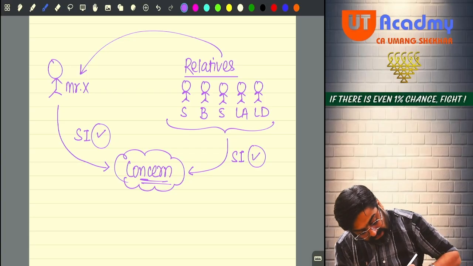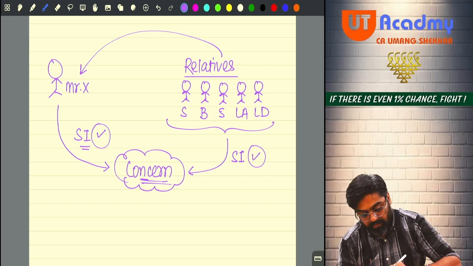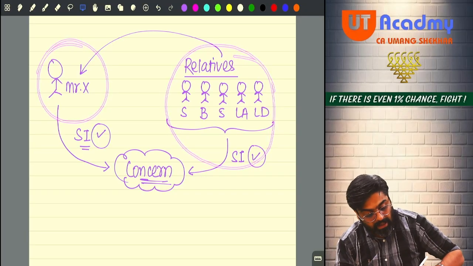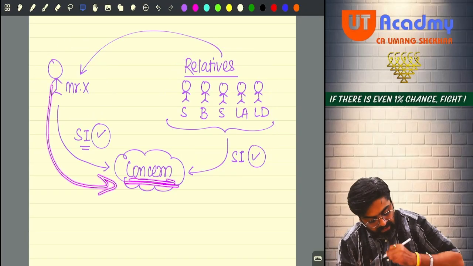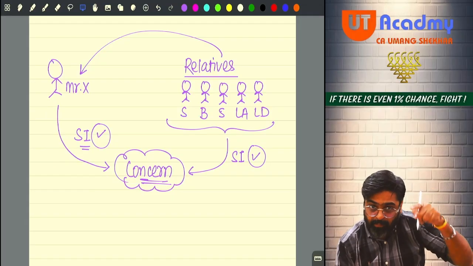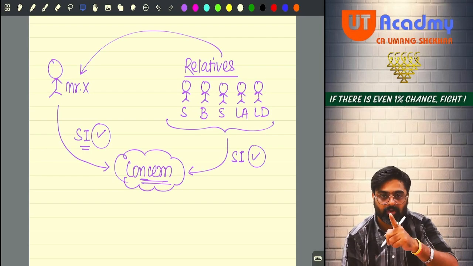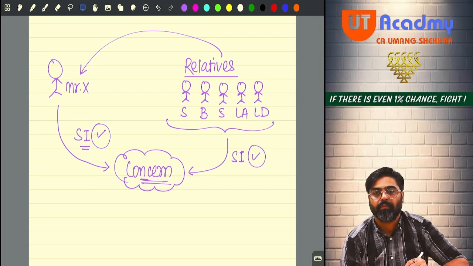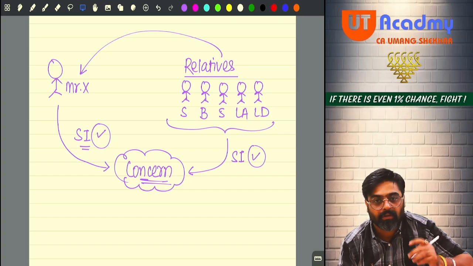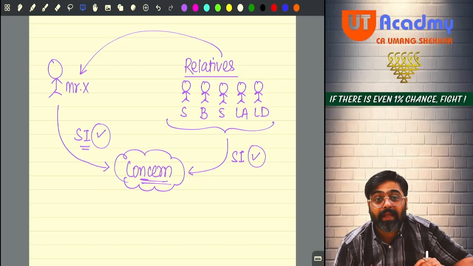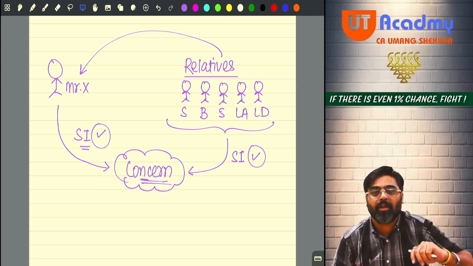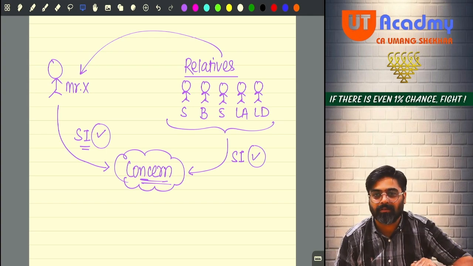Now that substantial interest in the concern can be of this assessee, also of this relative. And to this concern, if any payment is made by the individual assessee, then the payment should be a reasonable amount. Any unreasonable amount paid to this concern is disallowed. Any amount in excess of the reasonable amount paid to this concern will be disallowed, because this concern is also a related party to that assessee.